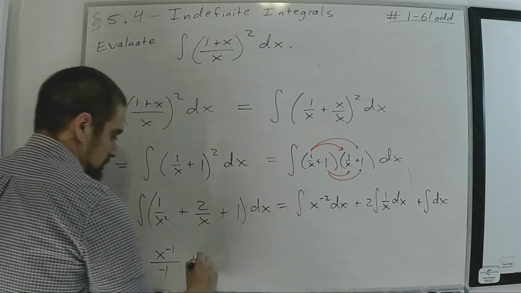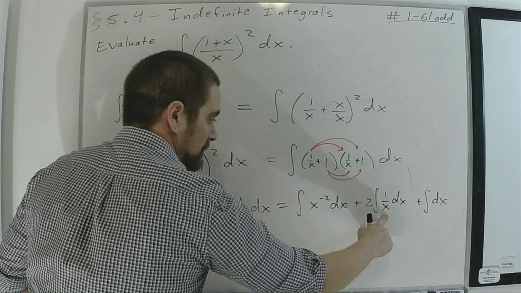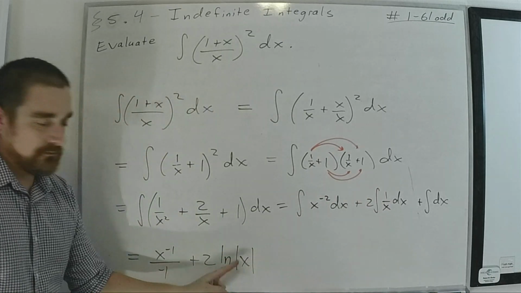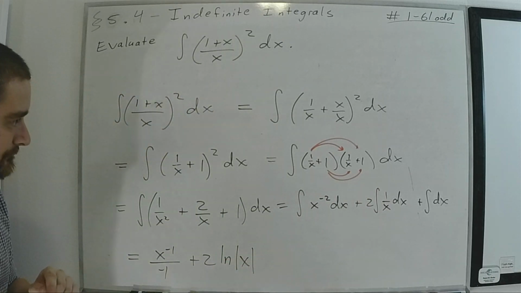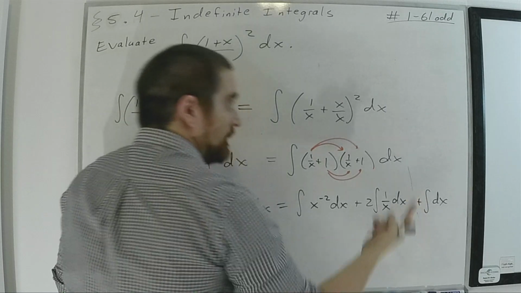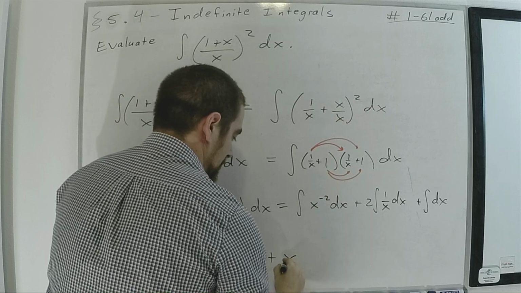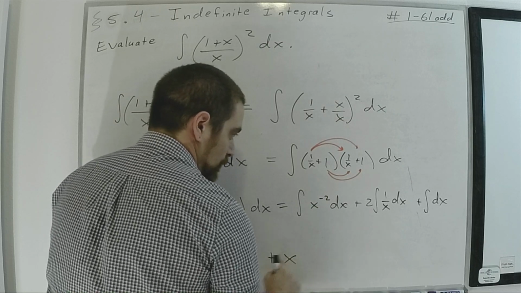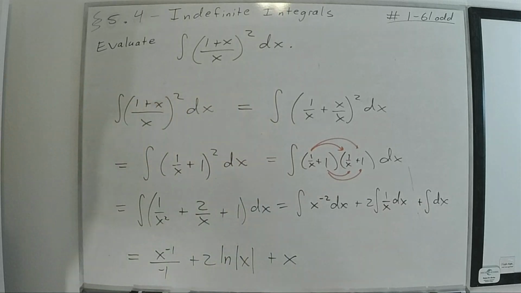Plus, I have 2 times the antiderivative of 1 over x, which is natural log of x. I put the absolute value bars to save my skin. Plus, integrate 1, you should get back that variable x, because if you differentiate x, you get 1. So the antiderivative of 1 must be x. What am I missing?